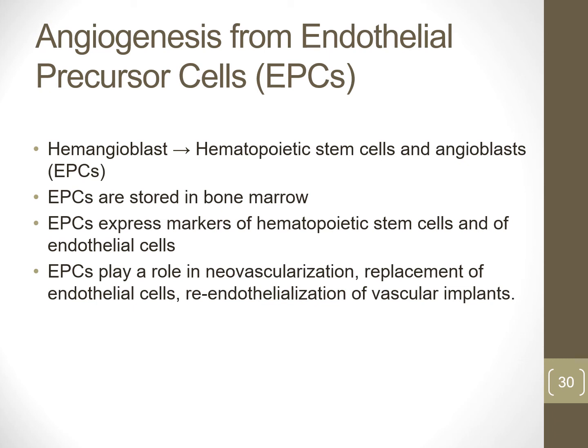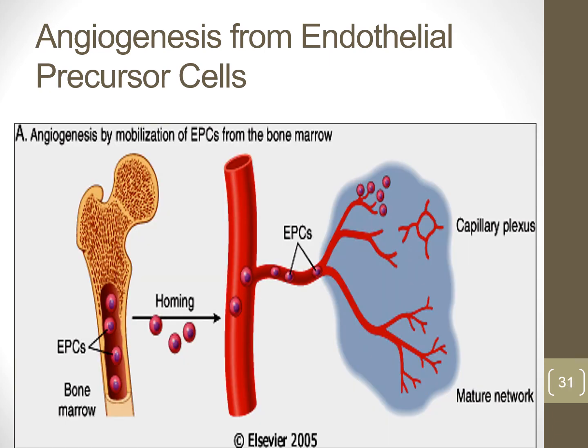Sometimes in patients we can use vascular implants in cases of severe atherosclerosis. Those cells are responsible for re-endothelialization of those vascular implants, or even if you use, let's say, a vein or a part of another vessel to replace the damaged vessel. So this is the process of angiogenesis by EPCs. They are in the bone marrow. Then they have homing by, as we said, vascular endothelial growth factor or other factors. They will go from the bone marrow into the blood and then go into the area where they are needed to form the new blood vessels.